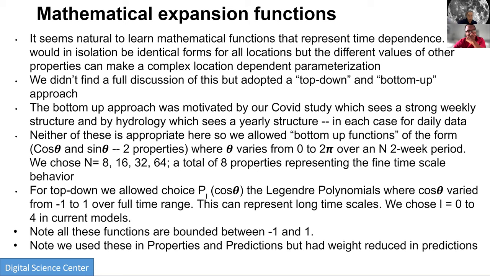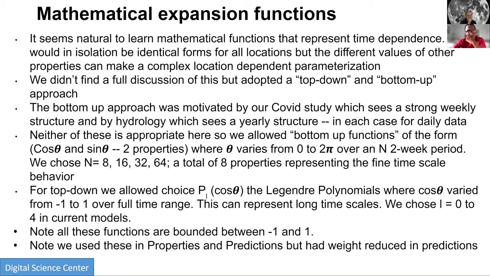Now these are what I call top down because these are functions which are varying over a time period of several years. The cos theta, sine theta, for the rapidly oscillating behavior, those are the small time or bottom up functions. So we had top down and bottom up. I chose e to the i theta, with cos theta and sine theta, for the bottom up and P of L for top down. And all of these functions are carefully normalized to lie between minus one and plus one. And so they're nice to use for a deep learning network.